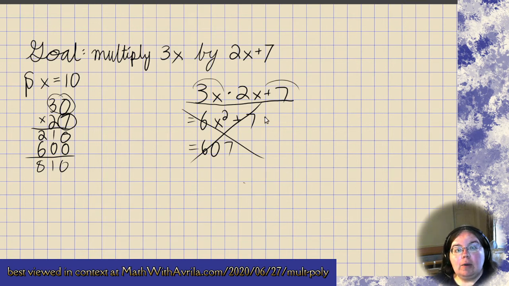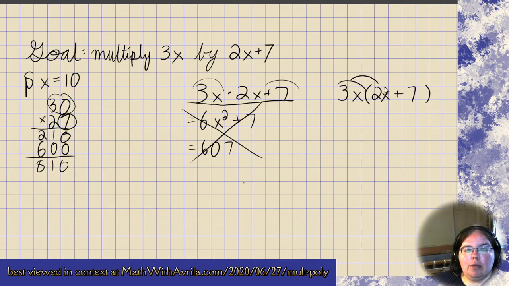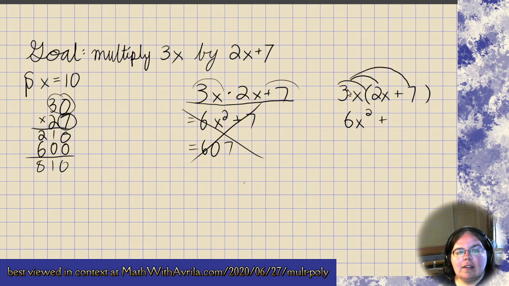So it turns out what works better is if we say, okay, well, since this one has terms, we'll put it in parentheses. So what we'll really say is 3x times the sum of 2x and 7. So putting that in parentheses, and then we're using the distributive property. Remember, distributing the whole 3x, just like the 30 got multiplied by both parts of the other. So we'll have 6x squared plus 21x.